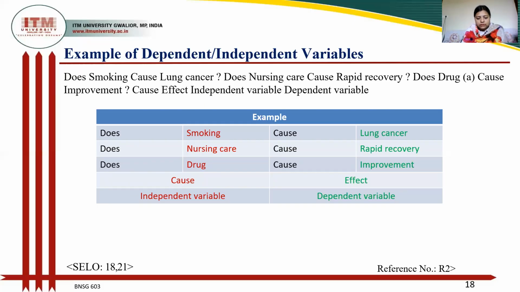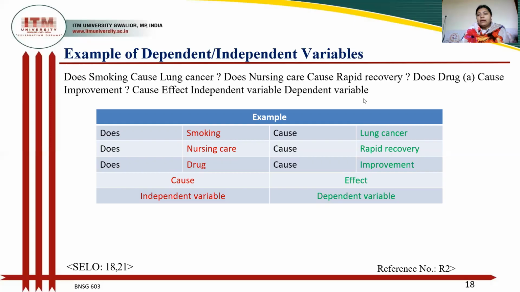Here you can see in a chart the example of the dependent and independent variables. Does smoking cause lung cancer? These are some of the examples. Does nursing care cause rapid recovery? Does drug A cause improvement? Cause, effect, independent and dependent variable. So you can see here, now what we are saying: does smoking cause lung cancer? Smoking is there, cause is there, and lung cancer is there.